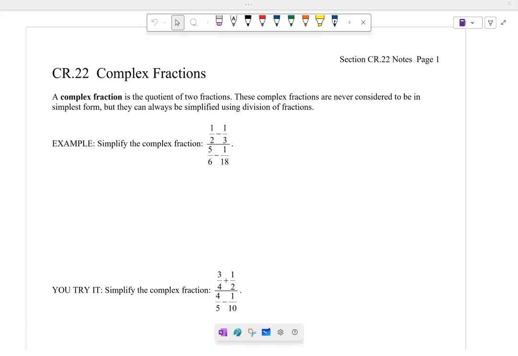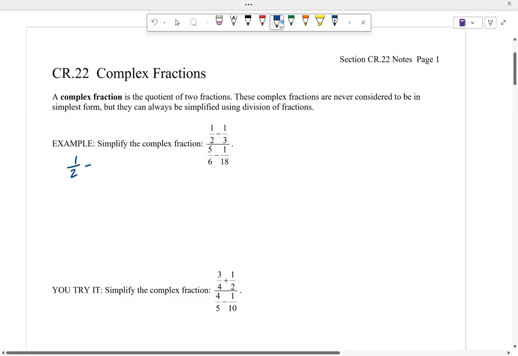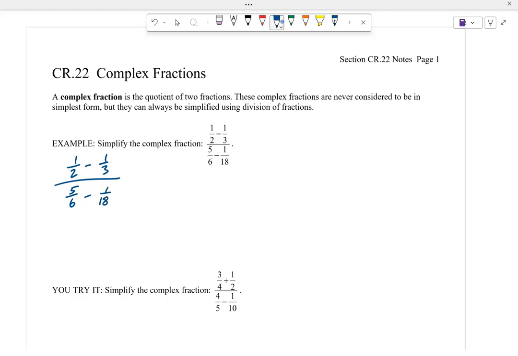We're going to take a look now at complex fractions. We're going to start out with just doing it with some rational numbers here. The idea is you want to get one fraction over one fraction. So we've got to get like terms in the top. I've got to get a common denominator of 6 here on that one. And on the bottom, I'm going to have to get a common denominator of 18.